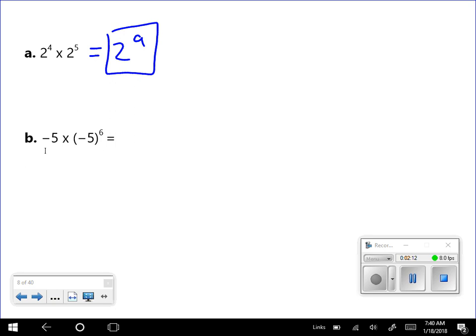For B, we have negative 5 times negative 5 to the 6th. Now, you may think, I don't have an exponent here. How am I supposed to do this, Miss Swartz? But remember, above any number, there is an exponent. If I just list out 1 or even 2, there's an exponent, because this would be 1 to the 1st power, which is just 1. 2 to the 1st power is just 2. So negative 5 to the 1st power, if we add that little 1 up there, now we can follow our rule. We're going to add our exponents. So we're going to have negative 5 to the 7th power.